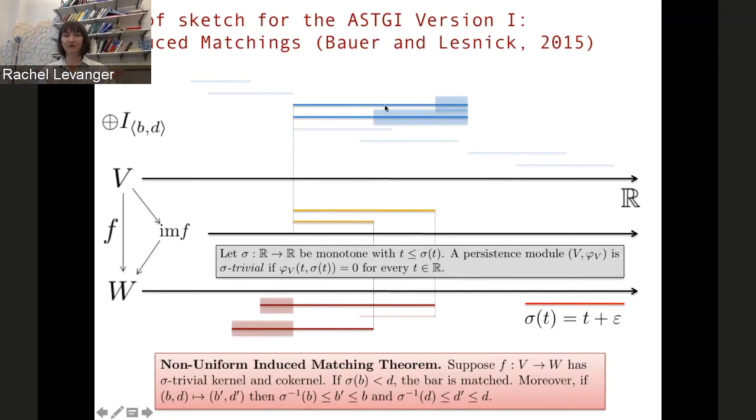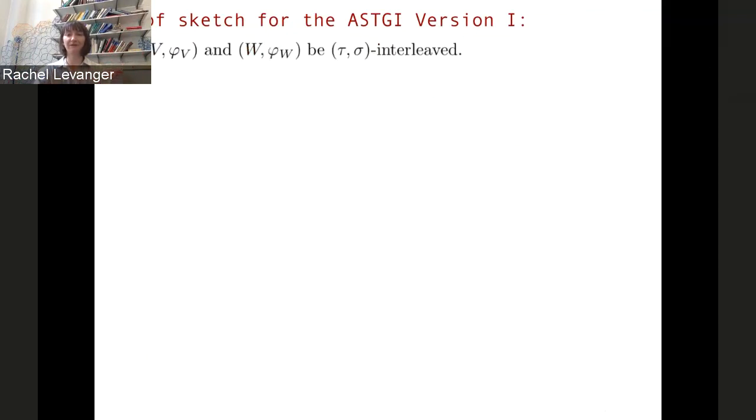Actually, that starts up here in the top. And then if it is matched, then b prime, so the bar down at the bottom, it's bounded above by the original birth time and below by sigma inverse. So there's only a single translation map actually that's used when you apply the induced matching theorem. And so you have to actually go another step. And this is also what they do in the induced matching theorem paper if you have a full interleaving.